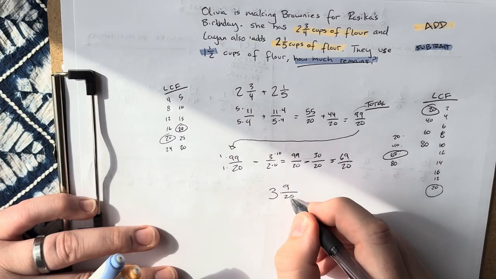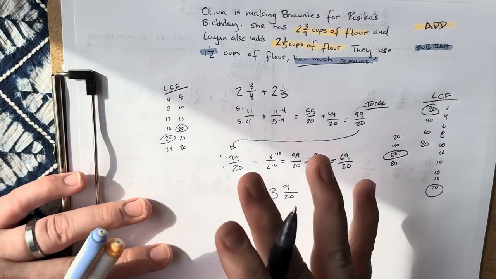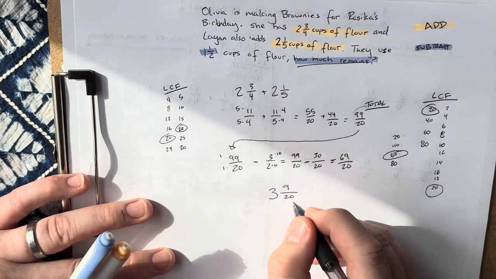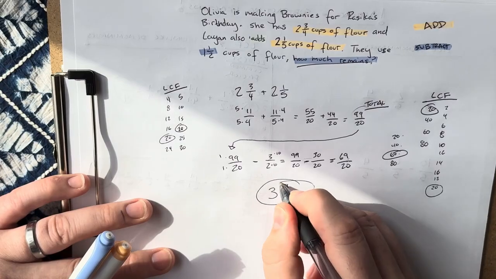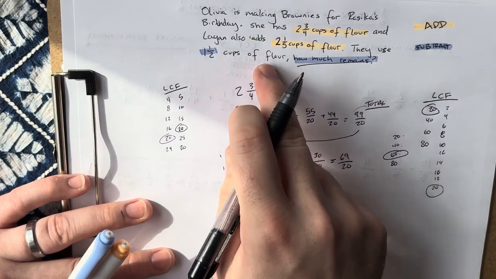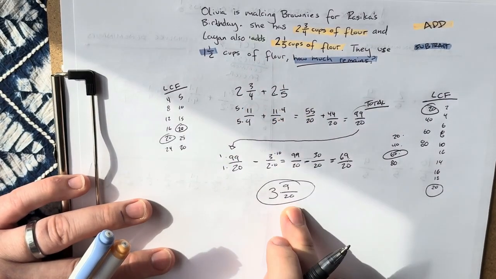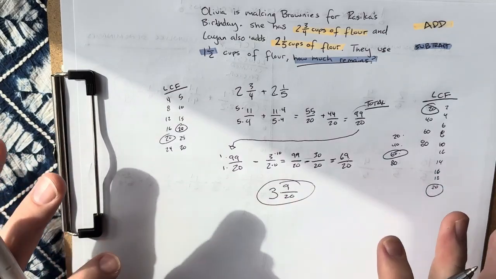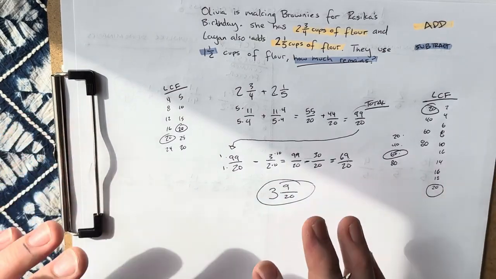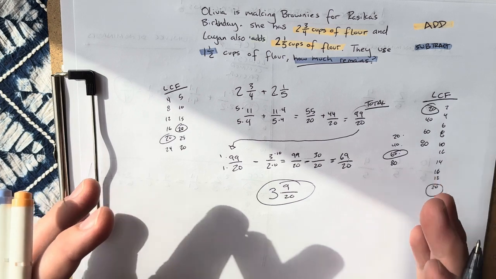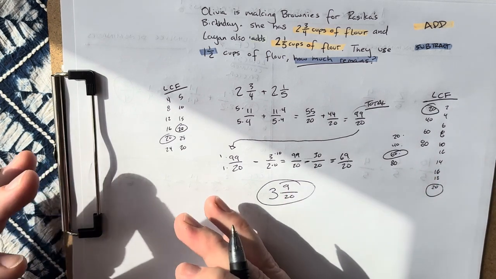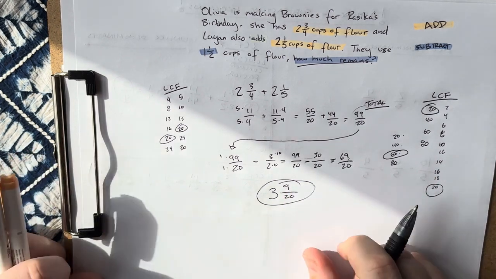Is 20 divisible by 9, or is 9 divisible by 20? No, so this doesn't need to be reduced. So we say it as 3 and 9 20ths of a cup of flour is what remains. All right, so that is our steps. Make sure you do the work and don't get lost in the question where it asks multiple parts, okay? Cool, moving on to the next part.